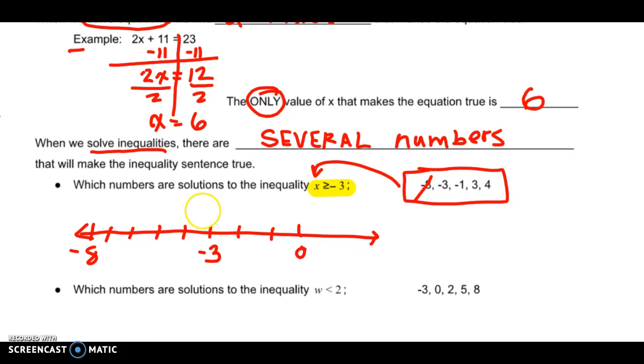Our next option is -3, and if we plot that on here, we see those two numbers are equal. And since this inequality symbol has a bar underneath that says or equal, -3 would make this statement true. -1 we would plot here, and we see that it is greater than -3 as we move closer to 0, so that would be true. And then obviously as we continue moving past 0, all of those numbers are going to be true as well. So those last four numbers are all possible solutions. We could plug any of them in for x, plus a million other numbers, to make this statement true.